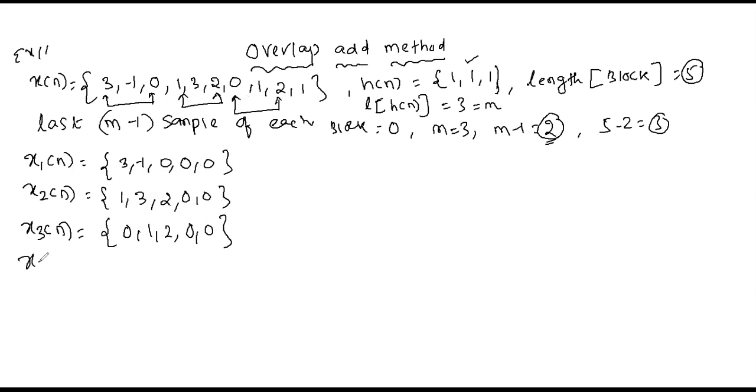Okay, now x4(n). Again the same: last 2 samples equal to 0. Then what is left? Only 1 left, so you can write 1, rest 0. Now if you want to write the fifth block, or fifth subsequence x5(n), then the last 2 samples equal 0. Now no sample value is left in the input. Yes or not?